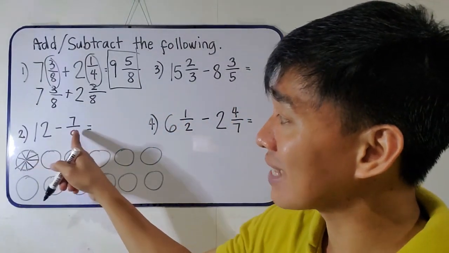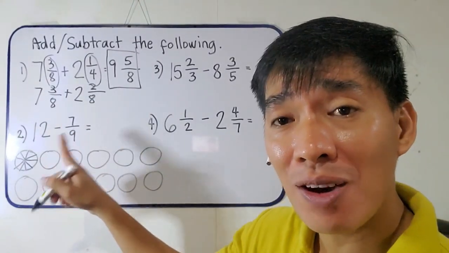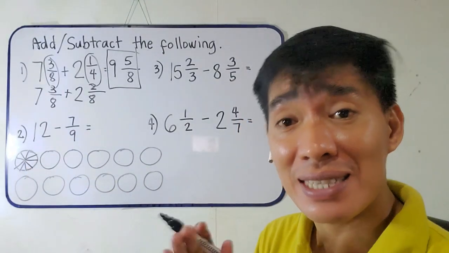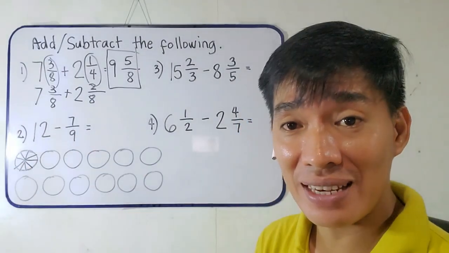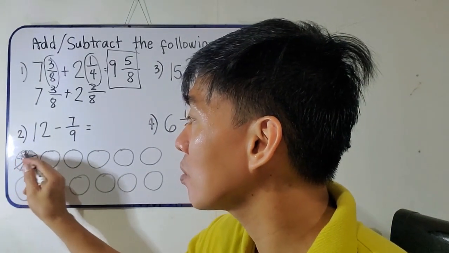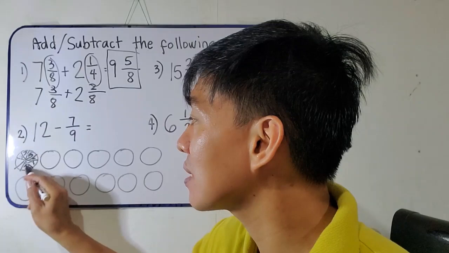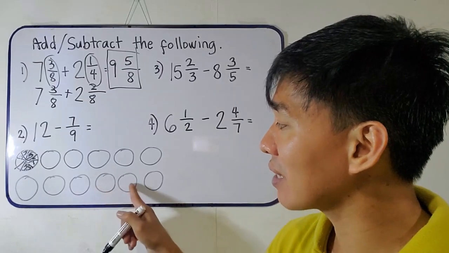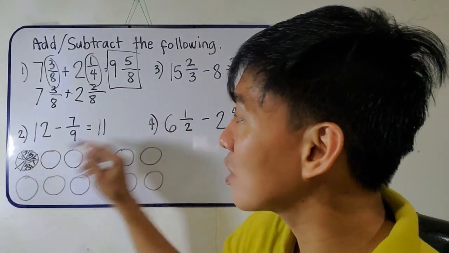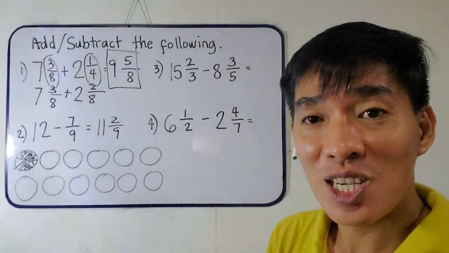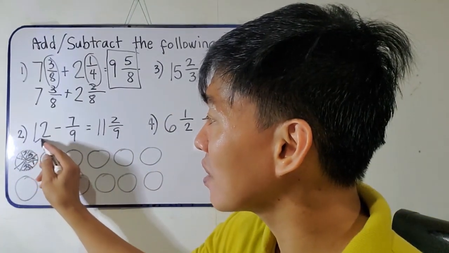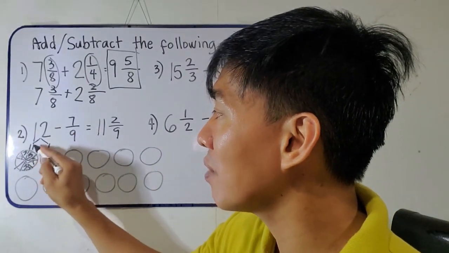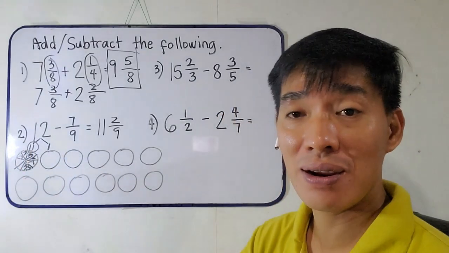So all you have to do is just take away 7/9, because that is subtraction. The 7/9 is less than 1. So only 1 is affected. All you have to do is get 1, 2, 3, 4, 5, 6, 7 parts out of 9. So what remains is 11 wholes, and there are 2 ninths. So it simply means that our 12 here is big enough to be subtracted by 7/9. So we will just borrow 1 and 11 will be left there as the whole number.